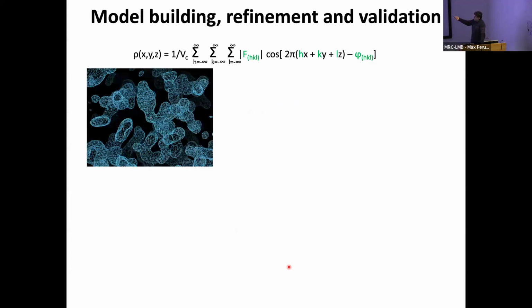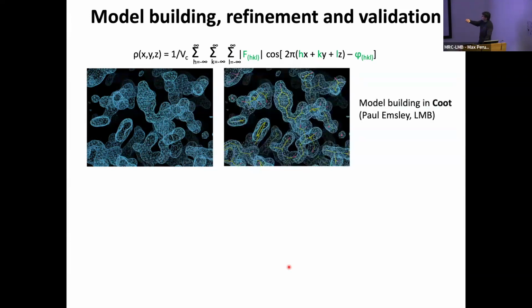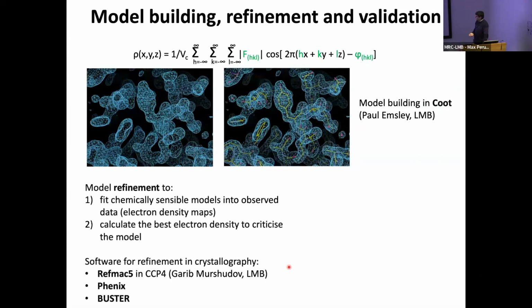There are some programs these days that can do automatic building. If the density is good enough, they work very well. Otherwise you have to do manual building in Coot yourself. Once you have your model, you have to refine it. You make sure it is a chemically sensible model fitting the observed data, and you calculate the best density to criticize the model.